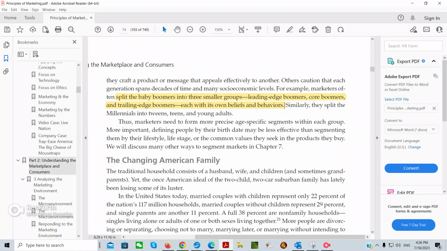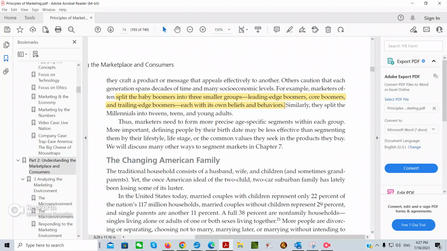Now, similarly, split the millennials into tweens, teens, and young adults. This depends on their age. Thus, marketers need to form more precise age-specific segments within each group. More important is that defining people by their birth date may be less effective than segmenting them by lifestyle, life stage, the common values they seek, and the products they buy.